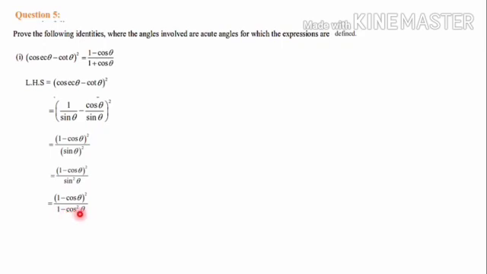So a square minus b square is a plus b into a minus b. So that is equal to numerator same, (1 minus cos theta) the whole square, divided by denominator, which is a minus b into a plus b, because here it is a square minus b square form, a minus b into a plus b, that is (1 minus cos theta) into (1 plus cos theta). Here 1 minus cos theta from the numerator and denominator will be cancelled. Then we will get the final answer as (1 minus cos theta) divided by (1 plus cos theta). That is our right hand side.